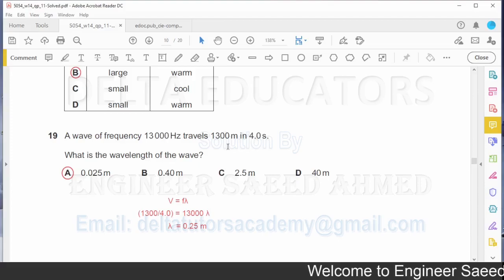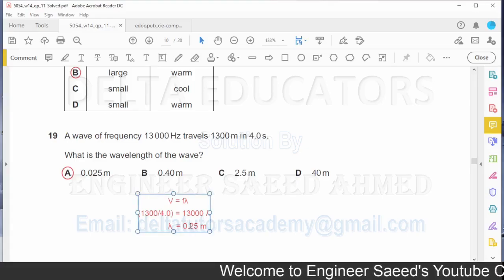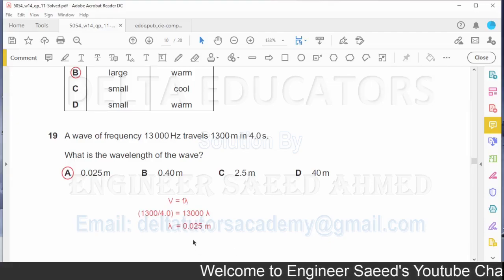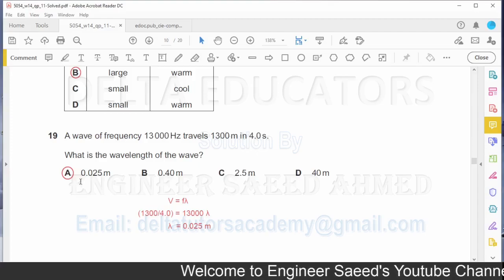So it will be equal to 1300 over 4. Now frequency is given, 13,000 hertz. Wavelength we have to find out. Now by solving this one, we will get the answer. Lambda is equal to 0.25 meters. No, it is 0.025. And 0.025 is given in option A. So our correct option is option A.